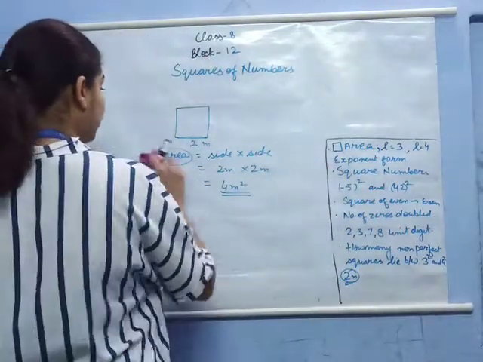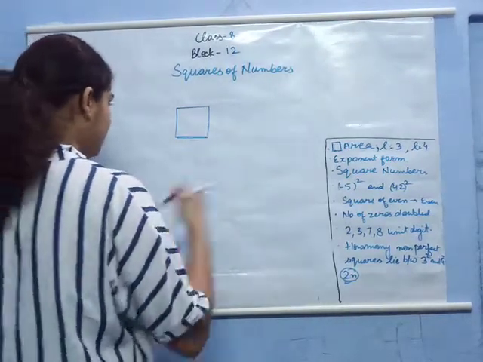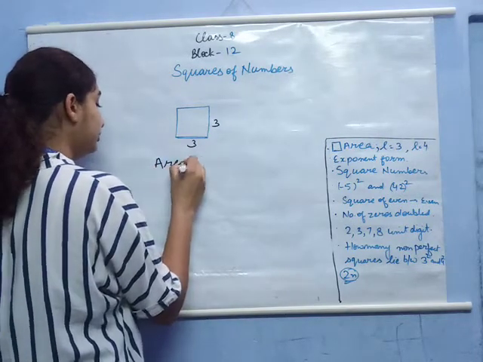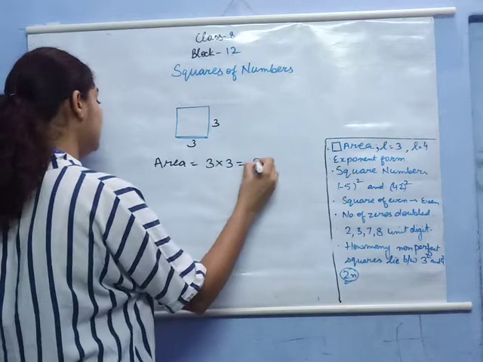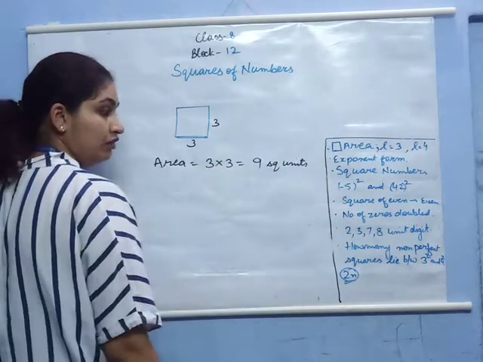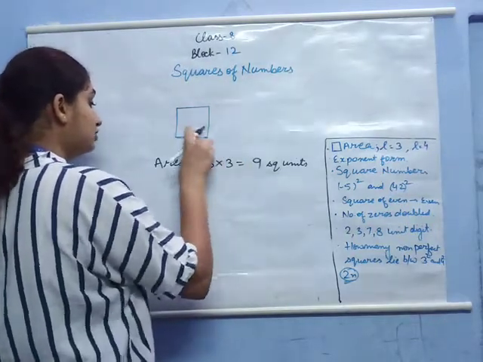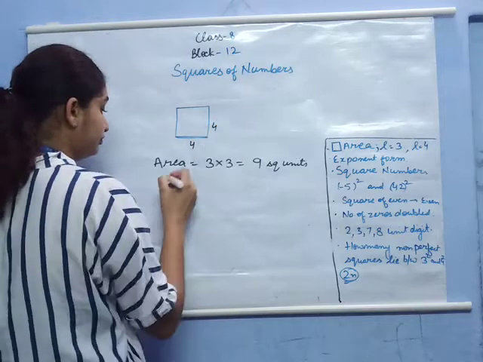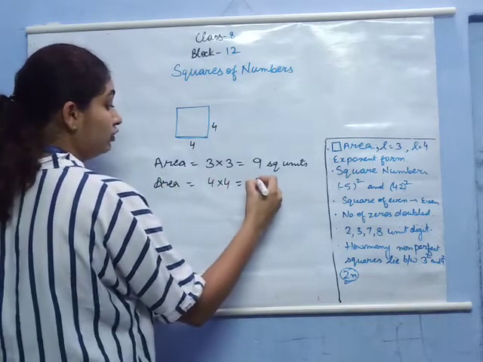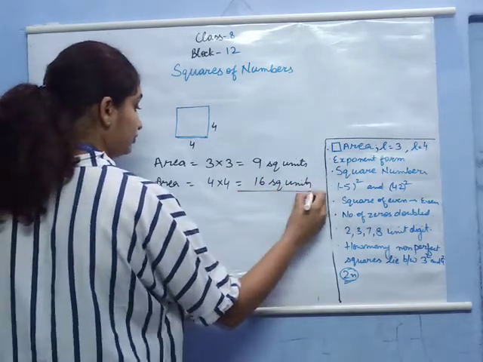Now let's find the area of a square when the side is 3 units. Then the area will be 3 multiplied by 3, 9 square units. Right? Whatever the unit will be. If the side of the square is 4, then the area will be 4 multiplied by 4, 16 square units. Right?